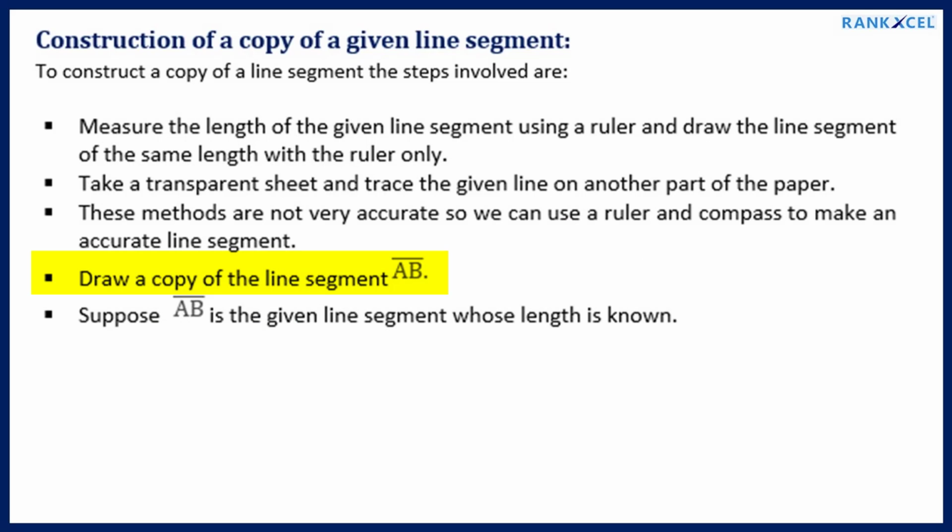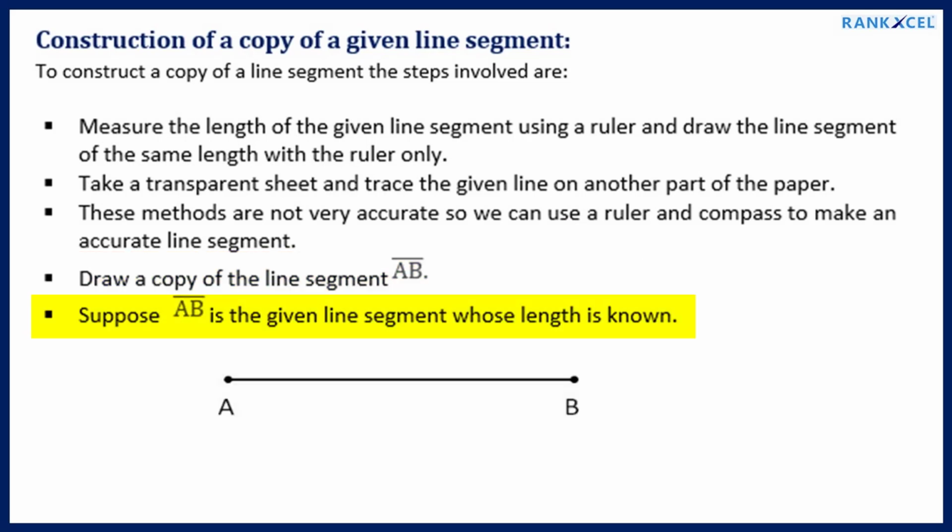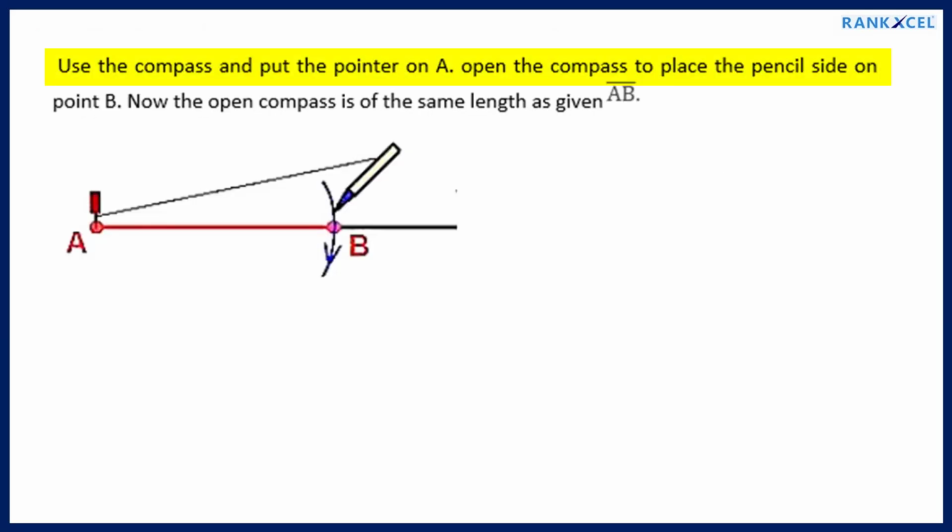Draw a copy of the line segment AB. Suppose AB is the given line segment whose length is known. Use the compass and put the pointer on A. Open the compass to place the pencil side on point B. Now the open compass is at the same length as given AB.